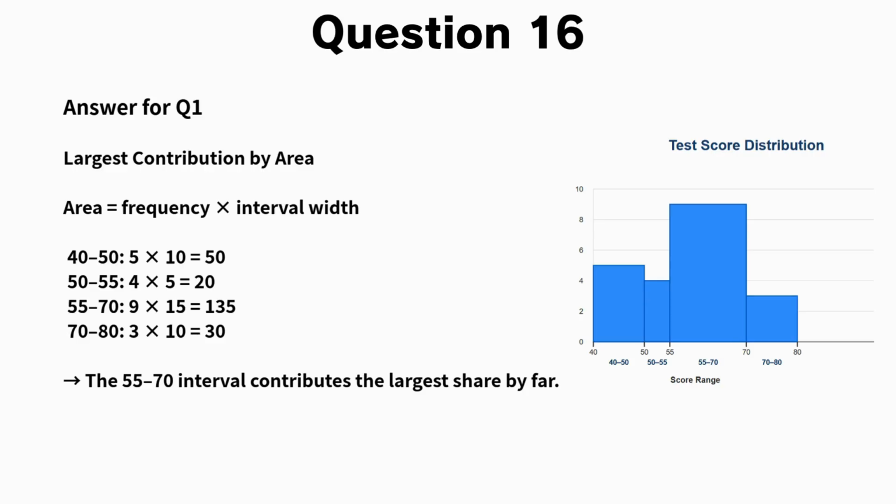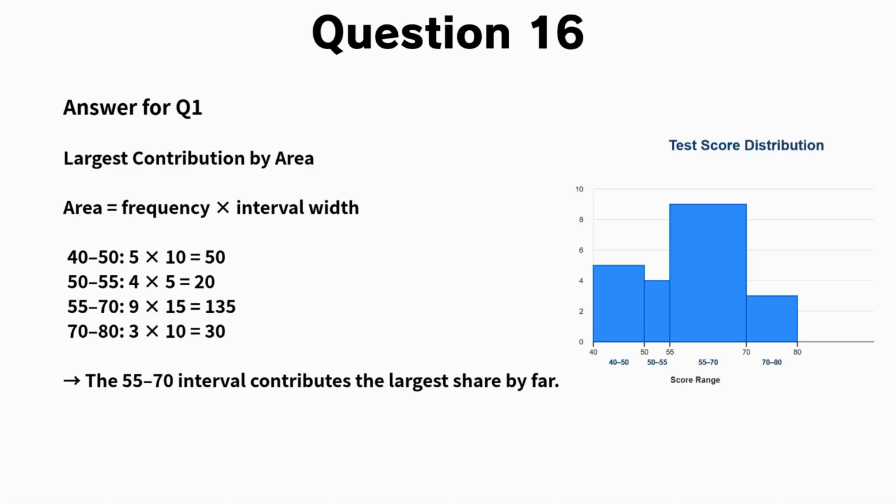Answer for question 1. The 55 to 70 interval contributes the largest share when measured by area. This question asks about area, which means frequency times interval width. Area represents the actual proportion of the total distribution, not just frequency count. Let's calculate the area for each interval. Area equals frequency times width.